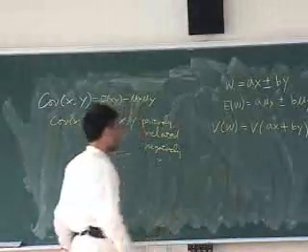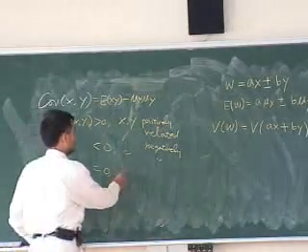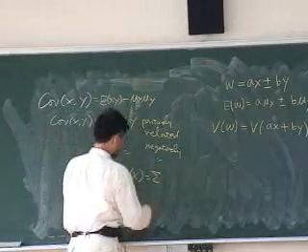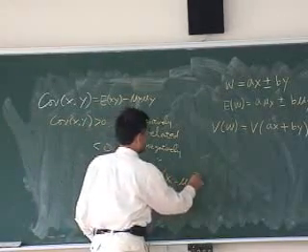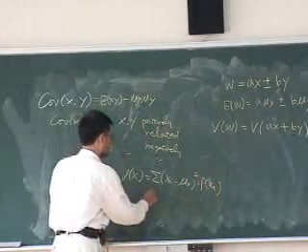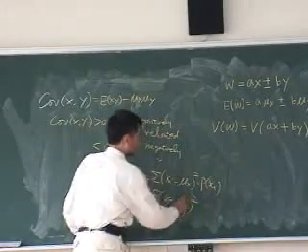Now I'm just trying to remind you what the variance of X is. Variance of X is equal to the summation of (xi minus mu x) squared times p(xi), and that is equal to the expectation of (x minus mu x) squared.